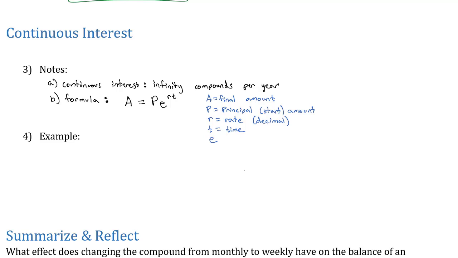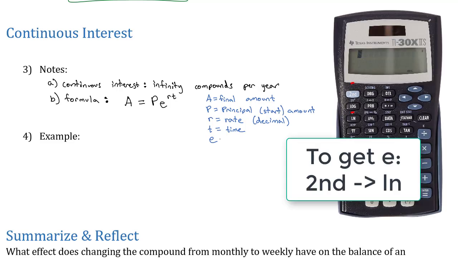But now we see E. And E is actually a button on our calculator. We've seen E before when we worked with the logarithms. E is approximately equal to 2.718 and so on, kind of like pi going on and on forever. But there's a button on our calculator we'll use for that E. So let's take a look at an example.